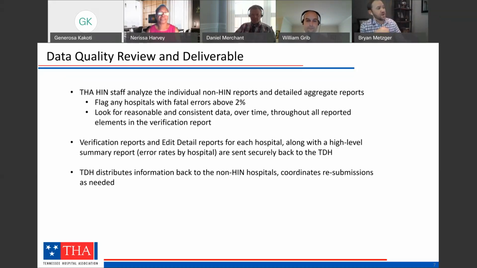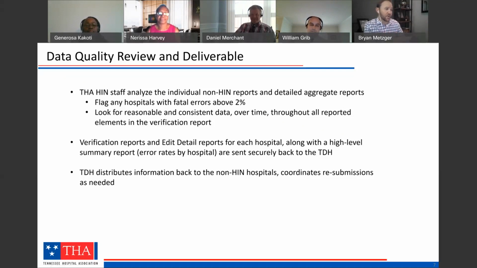And then what we do is we package up the edit detail reports and the verification reports for each hospital, along with a high-level summary report that lists each of the individual hospitals and their error rates for inpatient and outpatient. And we flag again those that are above 2%, and we send all that securely back to the Tennessee Department of Health staff. And then they work with you, they distribute that information back to those hospitals and coordinate resubmissions. And Narissa will talk through that process and specifically the timing for all of that and the work that they do with hospitals momentarily.